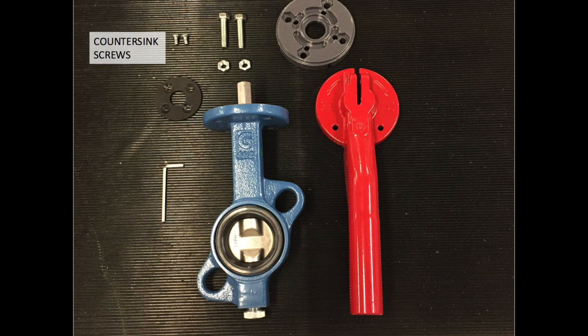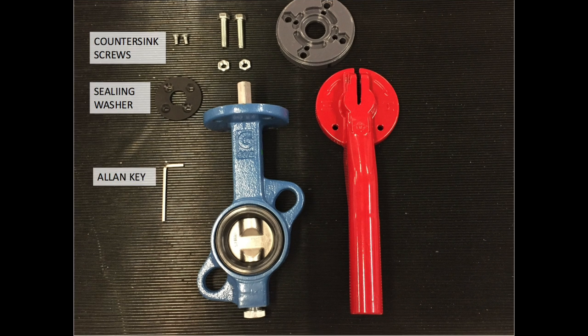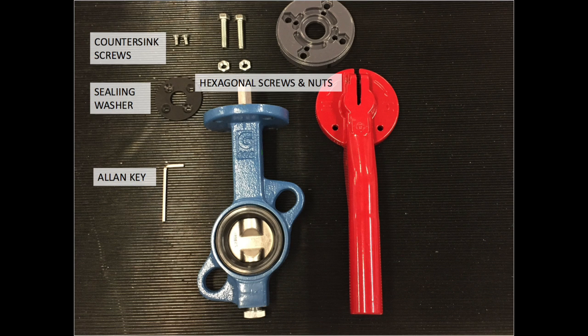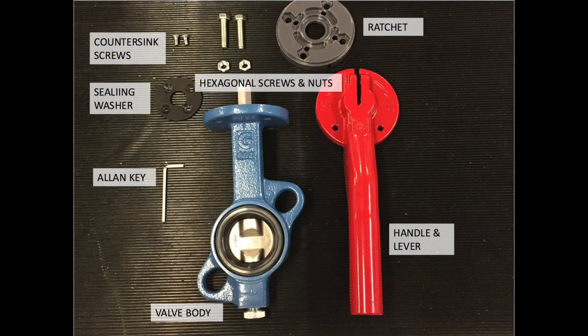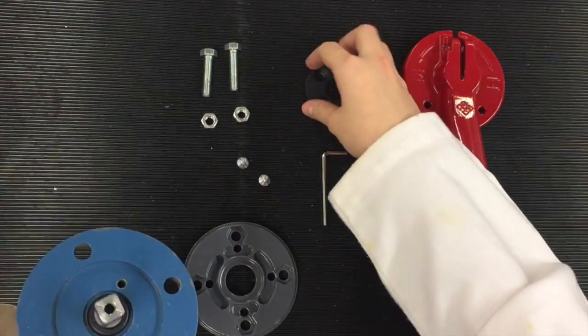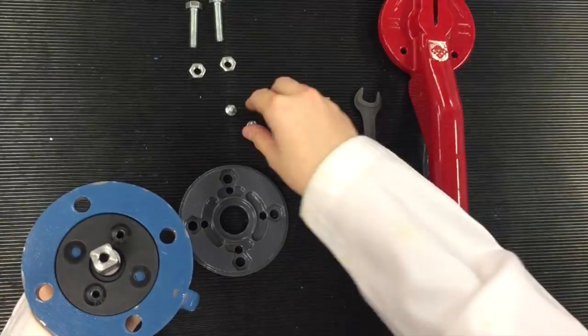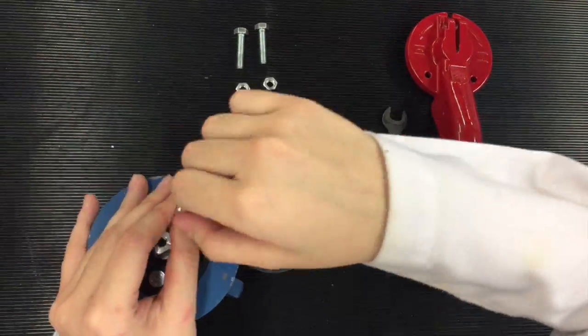The parts and tools needed when assembling butterfly valves are 2 countersunk screws, 1 sealing washer, 1 Allen key, 2 hexagon screws and hexagon nuts, 1 valve body, 1 ratchet disc, and 1 handle and lever. First, attach the sealing washer onto the valve body with 2 countersunk screws using the Allen key.